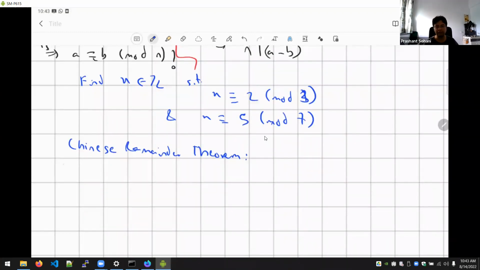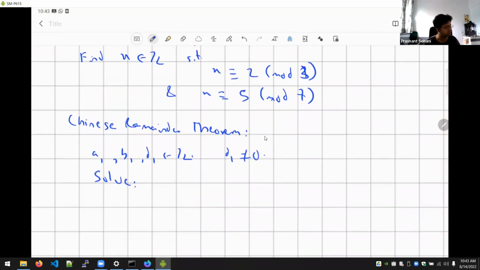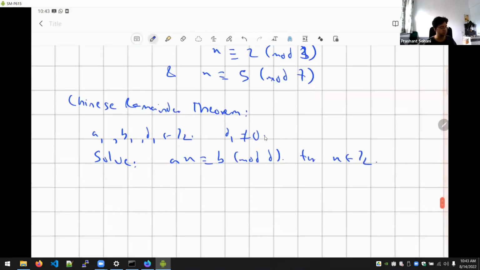We can start by trying to handle the simplest case. So let's say we have only one equation, where suppose we are given a1, b1, and d1, with d1 not equal to 0. I'll drop the subscript because there is only one value, so I can just call them a, b, and d. So solve the equation ax congruent to b modulo d for x being an integer. The question is the same as what we did earlier. When we said solve ax equal to b, we have to come up with the complete solution set of this equation.